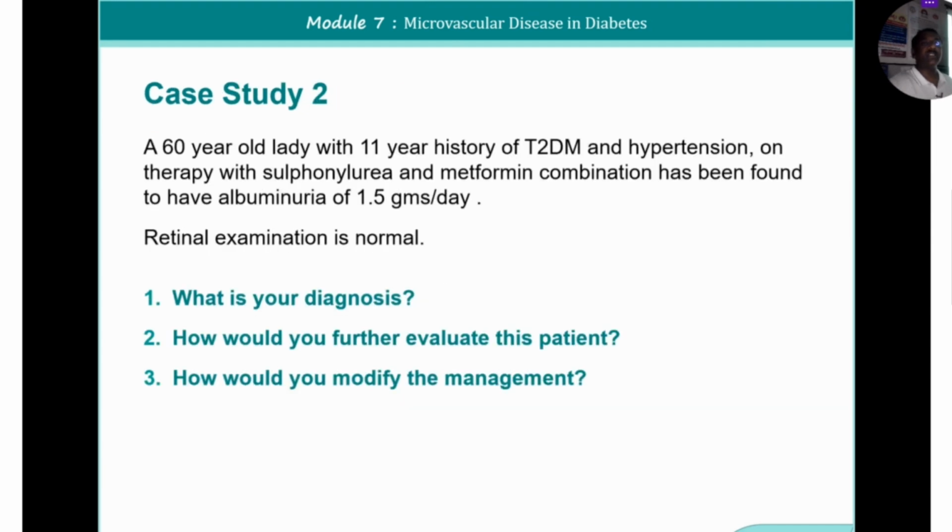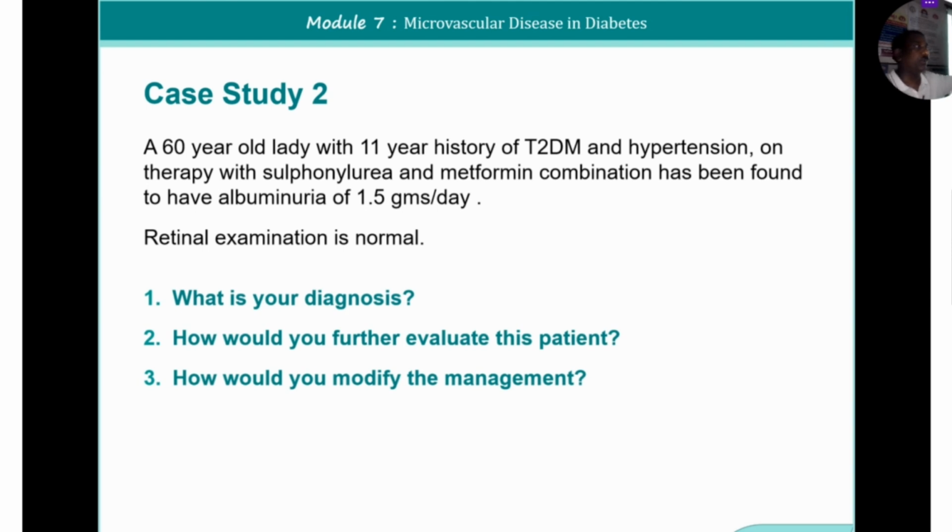So now move on to case study 2. There is a 60-year-old lady with an 11-year history of type 2 diabetes and hypertension, on therapy with a sulfonylurea and metformin combination, who has been found to have albuminuria of 1.5 grams per day. Retinal examination is normal. So what is the working diagnosis here?